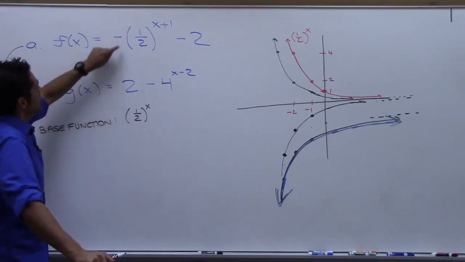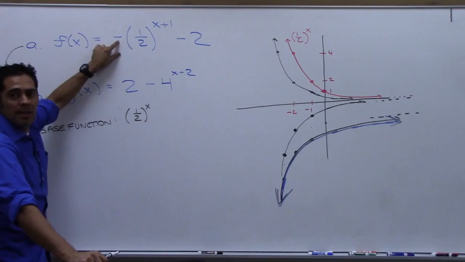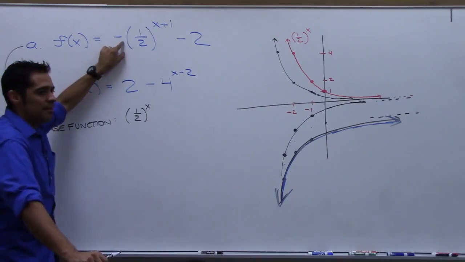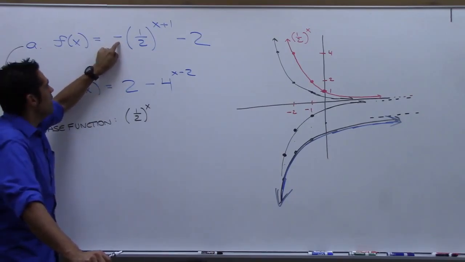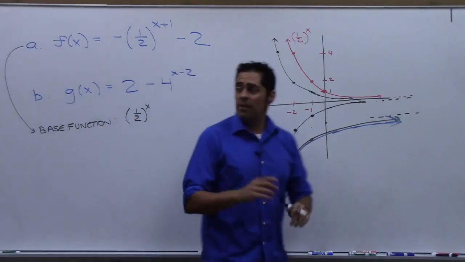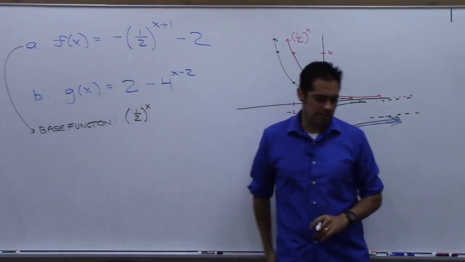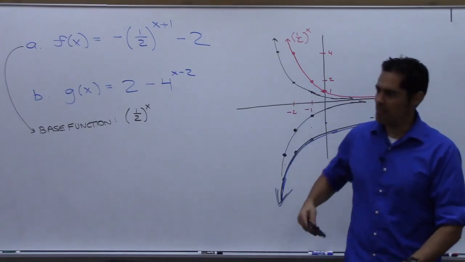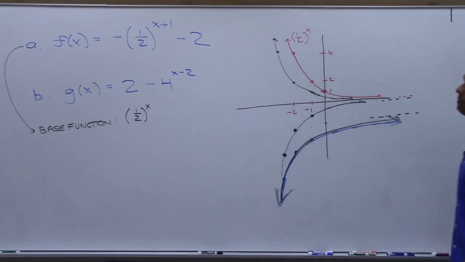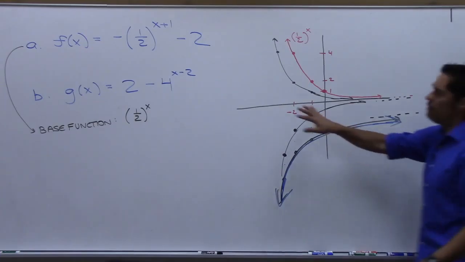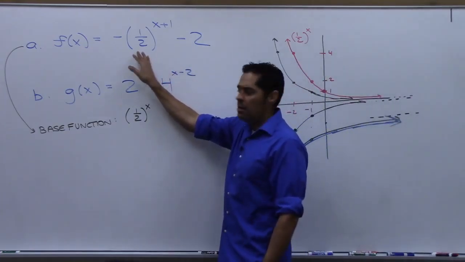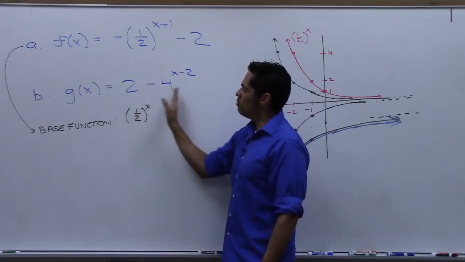Yeah. See that negative? That negative is not the base. Remember we said that the base can't be negative? Right? That negative is outside. If it were in the parentheses, then it would be raised to the power. That's not going to happen in this class. So be aware that that negative is not part of the base. The base of this exponential function is 1/2. The base of this exponential function is what?